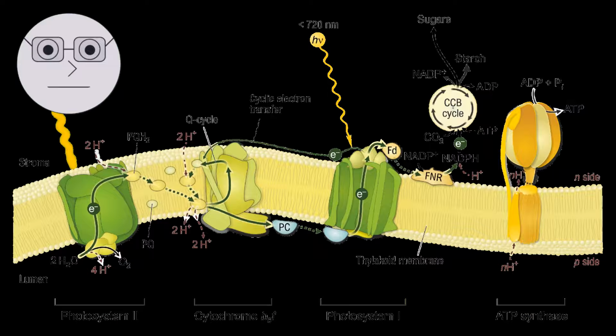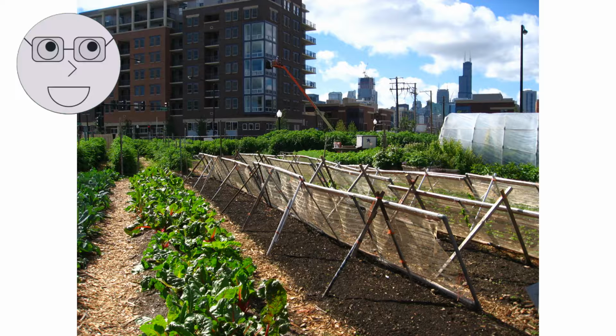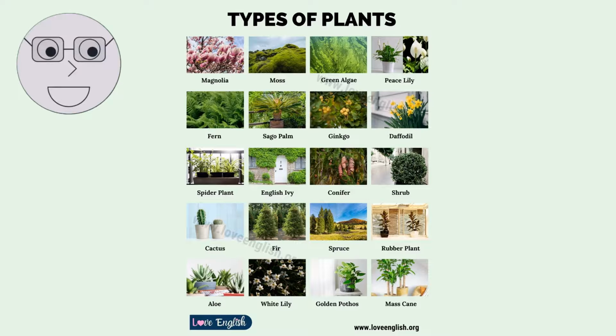For example, renewable energy sources such as wind and solar power rely on the photosynthetic process of plants to produce energy. As our world becomes increasingly urbanized, it is more important than ever to recognize the vital role that plants play in our ecosystem and to protect and preserve them for future generations. In the next segment, we will explore the different types of plants and their unique characteristics.